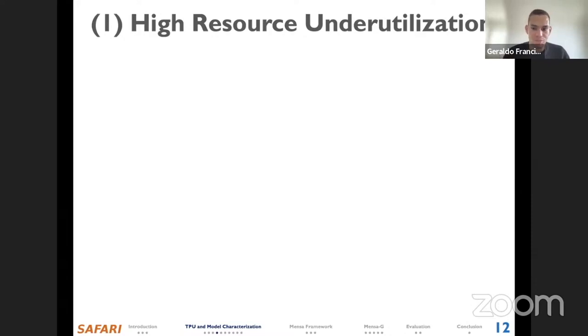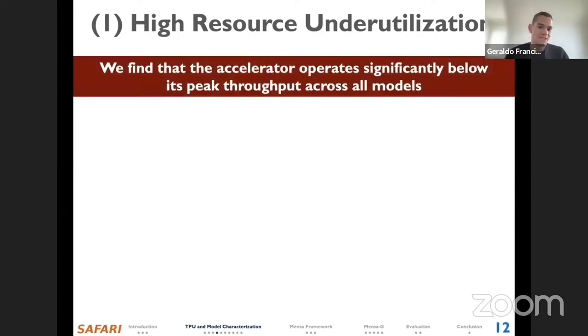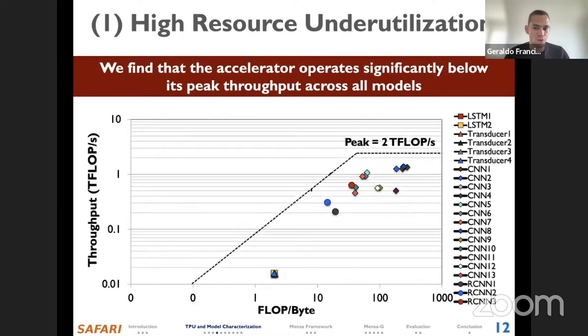The key problem here is that the accelerator operates below its peak throughput during inference. To illustrate such an issue, we rely on a roofline model, where a roofline model is a common model used to identify bottlenecks in a system. The model has an x-axis where we show the arithmetic intensity of a particular network layer in flops per byte, and on the y-axis we have the achieved throughput for that particular layer in teraflops per second. And the peak throughput of the HTPU accelerator, as I said, is 2 teraflops per second.